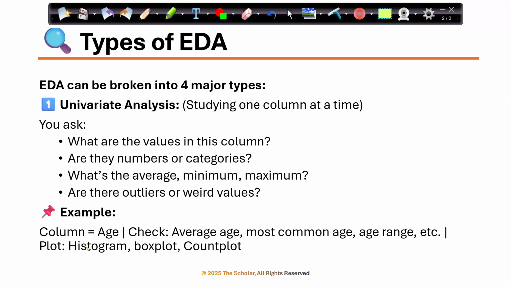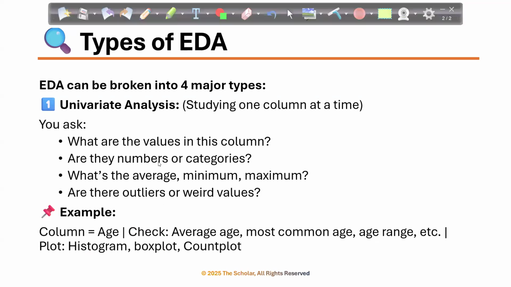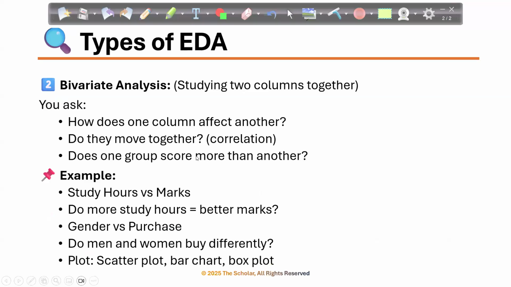The plots which we are normally using are histogram, box plot, and count plot. Right? I'll show you these plots in some time. So when we are using one and only one variable, that is known as my univariate analysis. Now let's say I am analyzing two variables at a time, right? Now when I am analyzing two variables at a time, it is going to be a bivariate analysis, right? Bi means two. So I'm studying two variables.